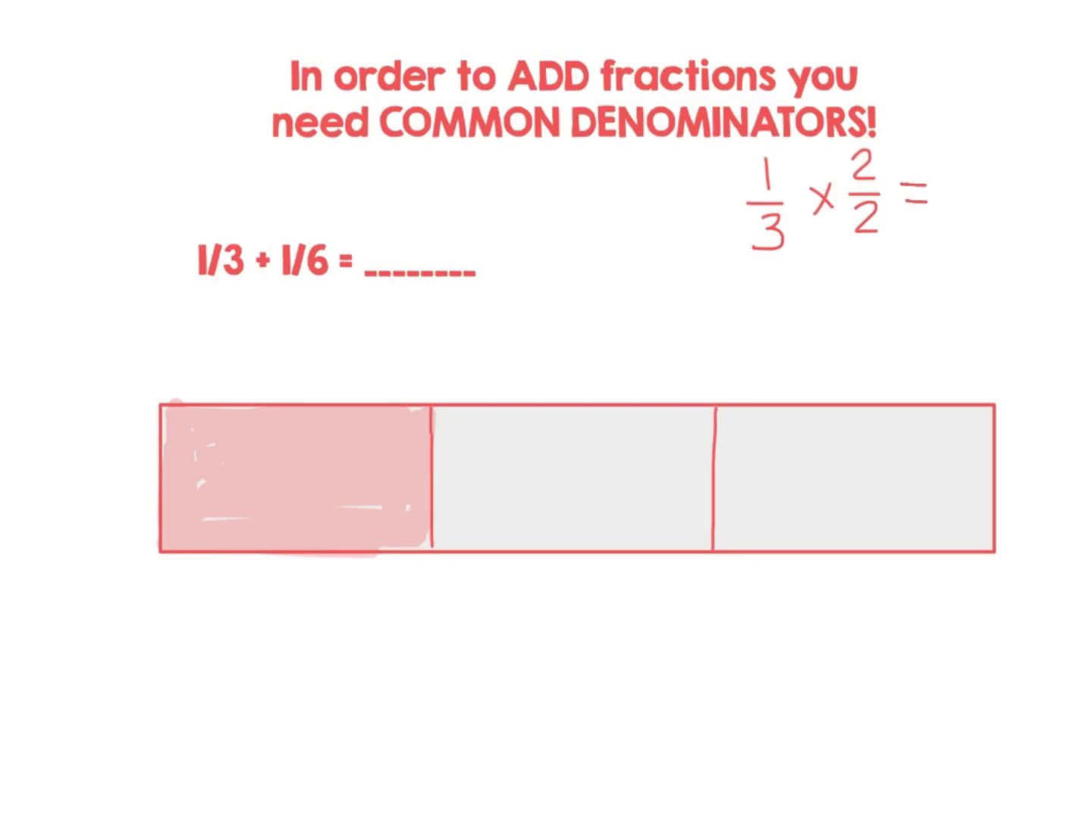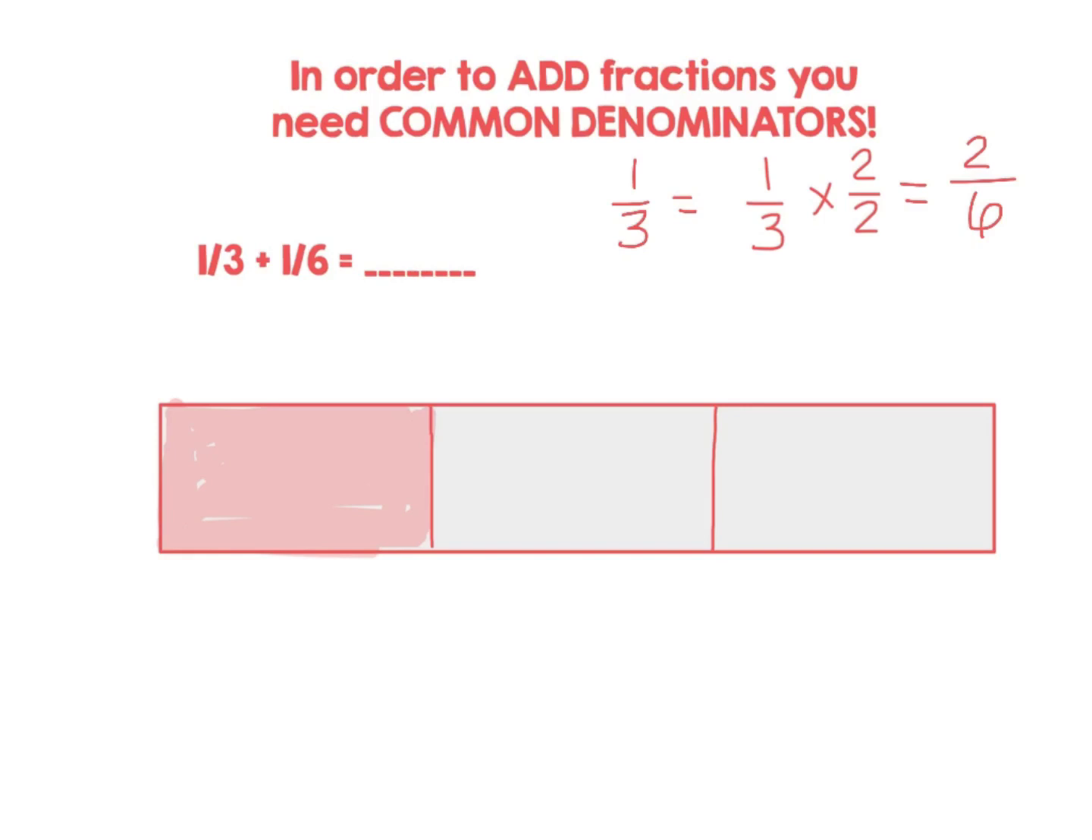To multiply fractions, and we'll talk more about this later in our lesson, you just multiply across the numerator and then you multiply across the denominator. So in my numerator, 1 times 2 is 2. And in my denominator, 3 times 2 is 6. Now I know that 1/3 is the same as 2/6. So I'm really saying that 1/3 times 2 halves is the same as 2/6.